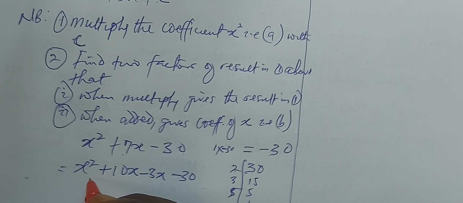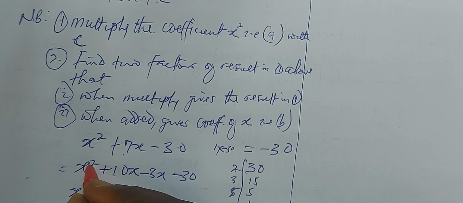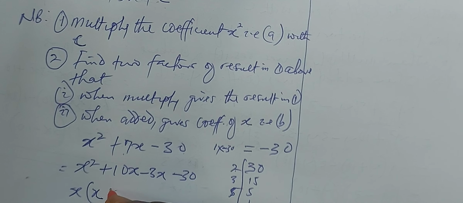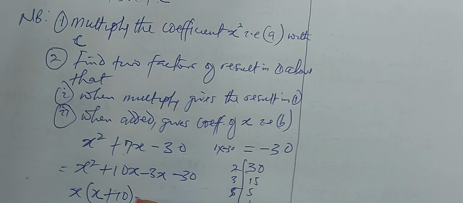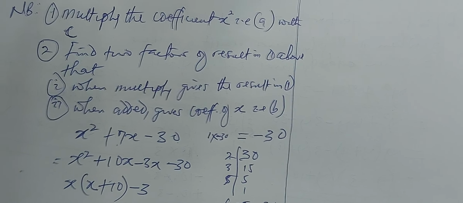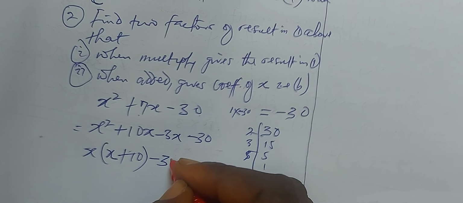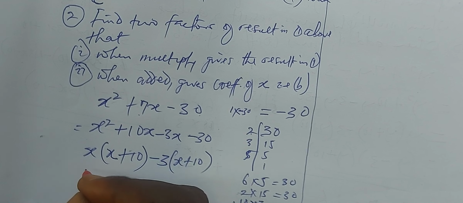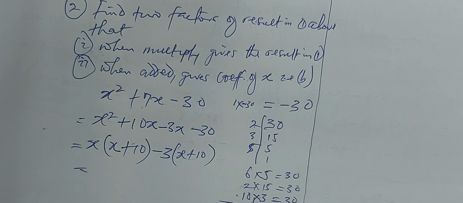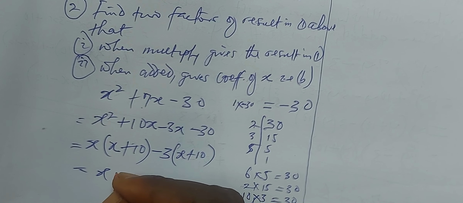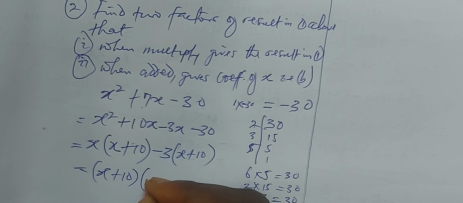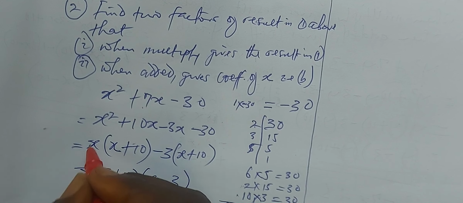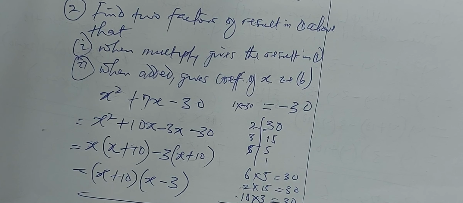Then we factorize two at a time. What is common here? x is common. x squared divided by x gives x, and the remainder is x plus 10. What is common in the other pair? We have minus 3. Minus 3 is common, then we have x plus 10. And your answer will be x plus 10, one of the brackets, and outside, x minus 3. And that solves the issue.